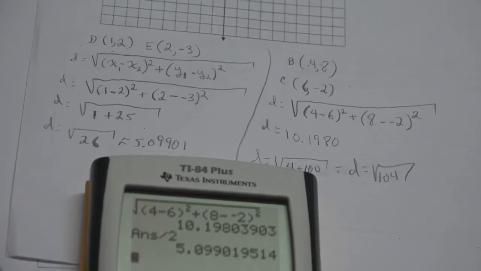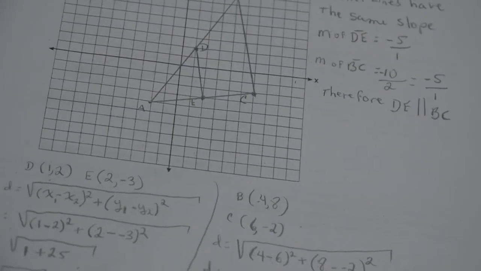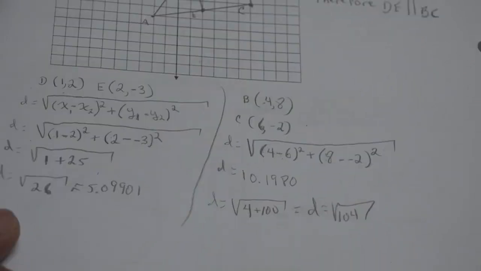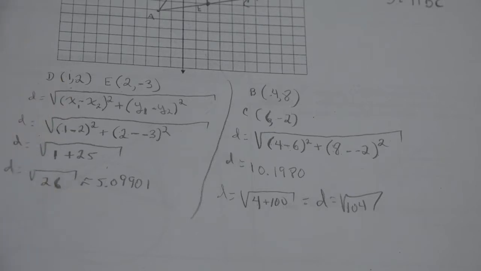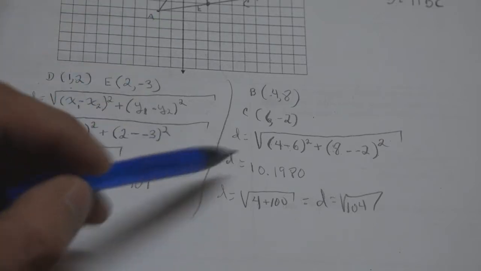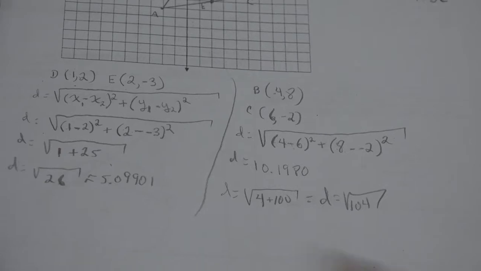Oh my God. So, I just proved that segment DE is half of BC. So we can write, segment DE has a length of 5 point blah, blah, blah, and segment BC has a length of 10 point blah, blah, blah. Therefore, DE is 1/2 of BC. You like that, right? All right, let's move on because we took too long on this problem.